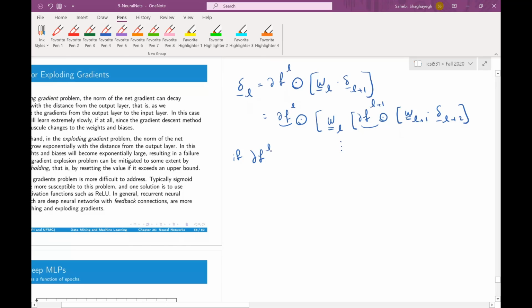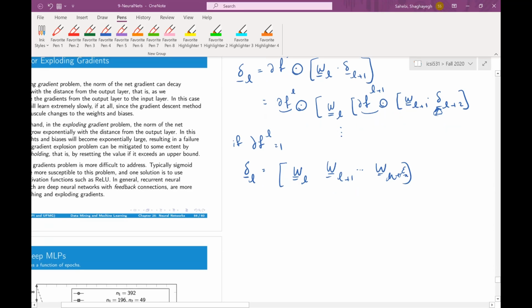Then if the gradient of f is 1, we get to this formulation that the net gradient for layer L is equal to W_L multiplied by W_(L+1) multiplied by W_(L+2), because we are expanding all of these deltas, right? For each of the layers, we are expanding all the net gradients, multiplied by W_(H+1), for example, if you have H layers. And eventually, the error.